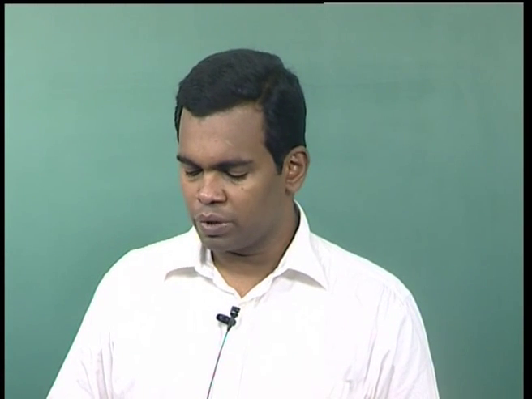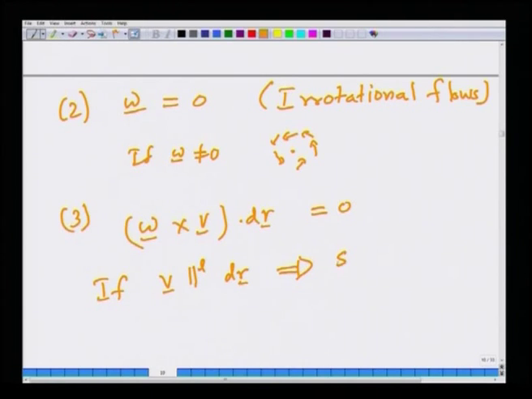When V is parallel to dr, what we get is a streamline, because if you take any 2 points dr, the definition of a streamline is such that V cross dr is 0, that is V is parallel to dr. Okay. So, this can also happen, that along a streamline omega cross V dot dr is again 0.